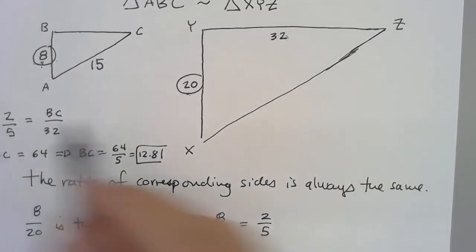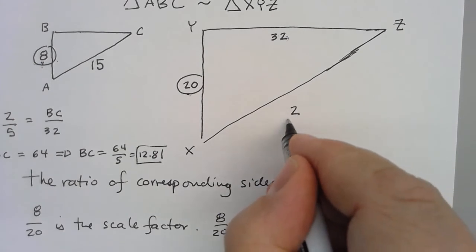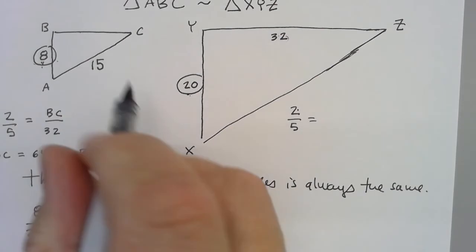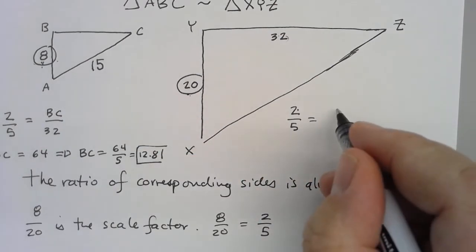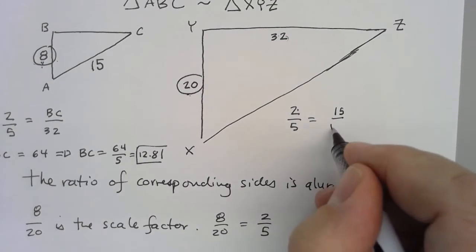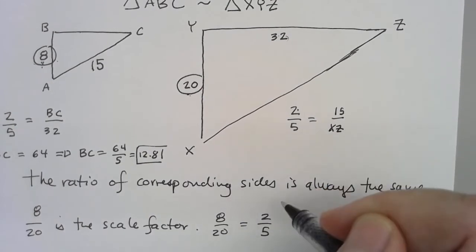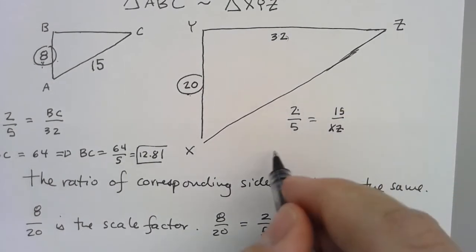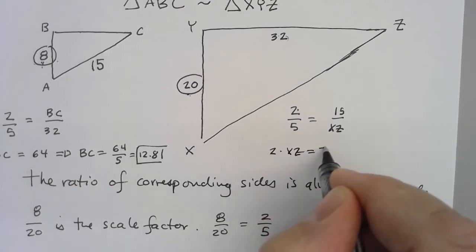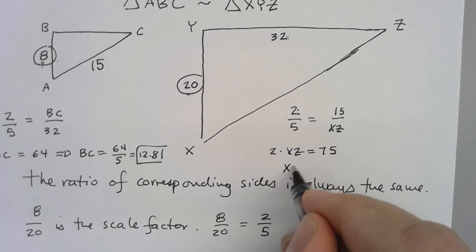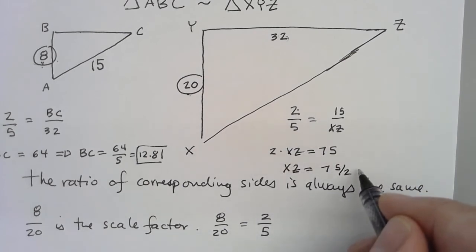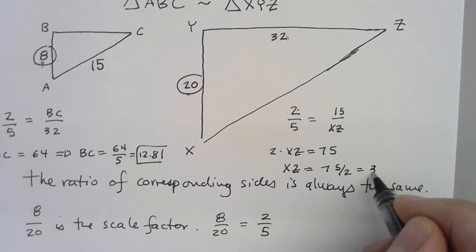The scale factor is 2 to 5, so 2 to 5, smaller to longer, is going to be smaller 15 to the corresponding longer side xz. And if I cross multiply this, I get 2 times xz equals 75. So xz is 75 divided by 2, and that is 37.5.